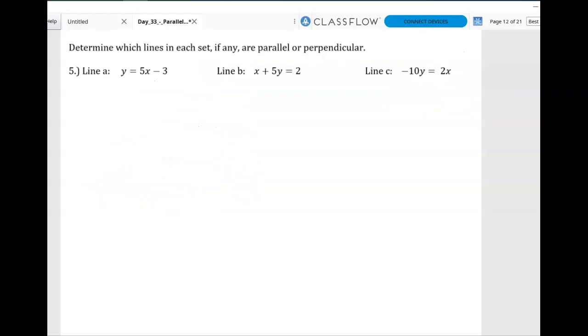Now we have number 5. It says determine which lines in each set, if any, are parallel or perpendicular. Now to do this, all I have to do is really figure out the slope of each. For the first one, it's easy. Our slope is 5. We can just pull it out because of slope-intercept form. But for line B, we need to get it into slope-intercept form before we can pull out the slope.